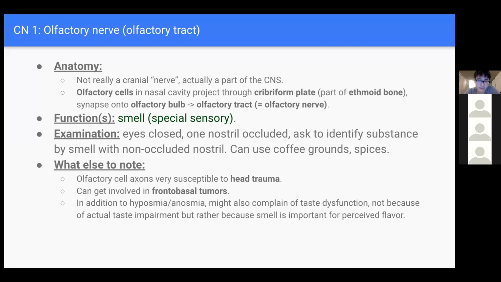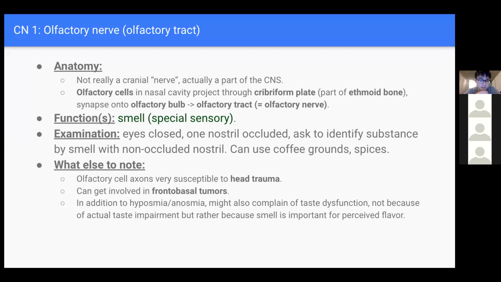So the way you would examine it is that you would ask the patient to close their eyes. You would ask them to occlude one nostril, and you would essentially place a substance under the other nostril and ask them to identify it. So coffee grounds, spices are good things to use. Not something we test routinely, but if you have a suspicion for a CN1 lesion, you would test for that.